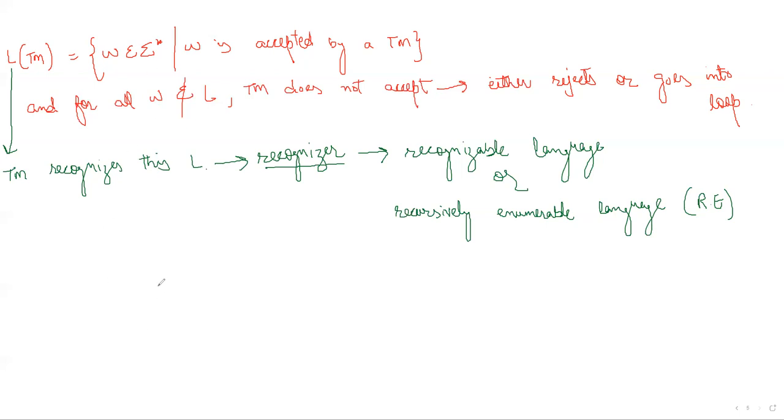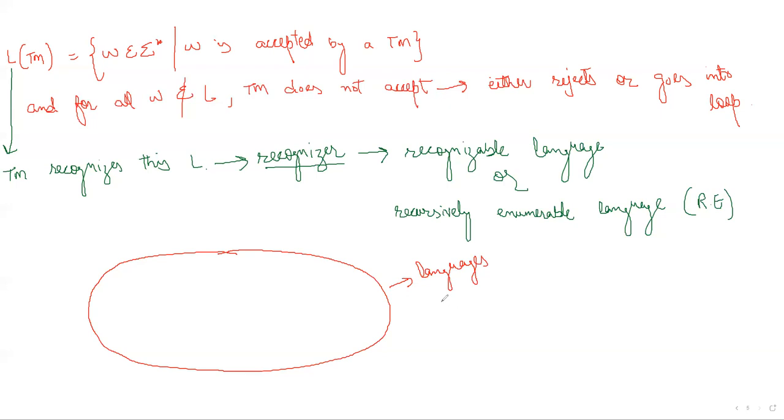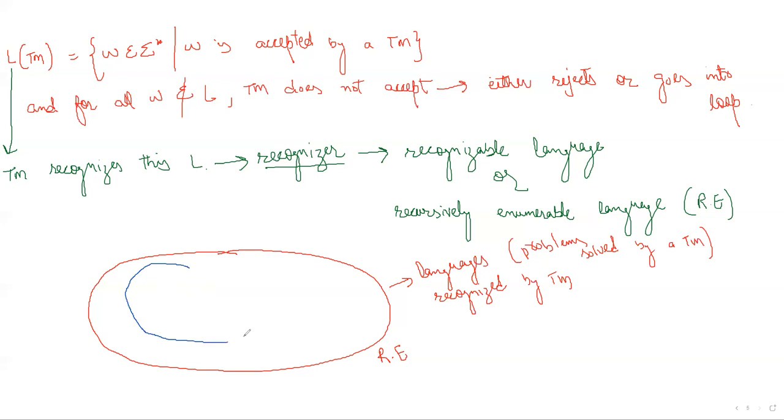In our last lecture, lecture number 30, we looked at the languages recognized, or accepted, by a Turing machine. Basically, these are the problems solved by a Turing machine. Languages recognized by a Turing machine are called recursively enumerable languages. A subset of the recursively enumerable languages is the context-free languages, and a subset of the context-free languages is the regular languages.